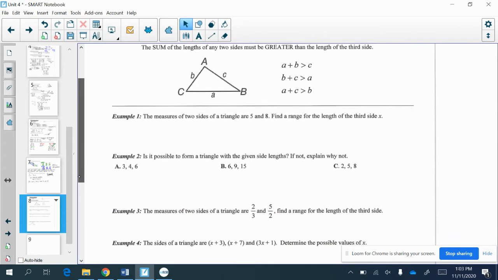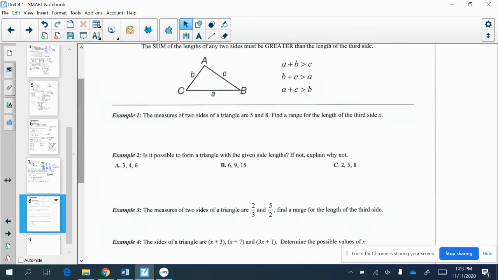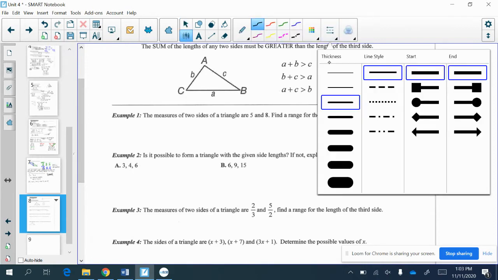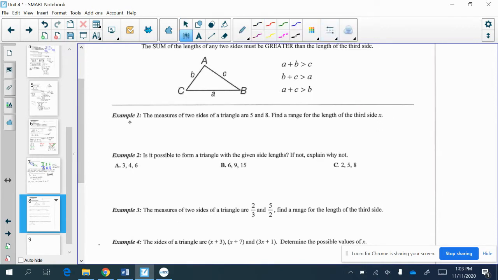Okay, so example 1. The measures of two sides of a triangle are 5 and 8. Find a range for the length of the third side, x. So we have three sides, 5, 8, and x. Then we're going to take a combination of them. I always start with the numbers that are given. 5 plus 8 are greater than x. 5 plus 8 is 13, so 13 is greater than x.